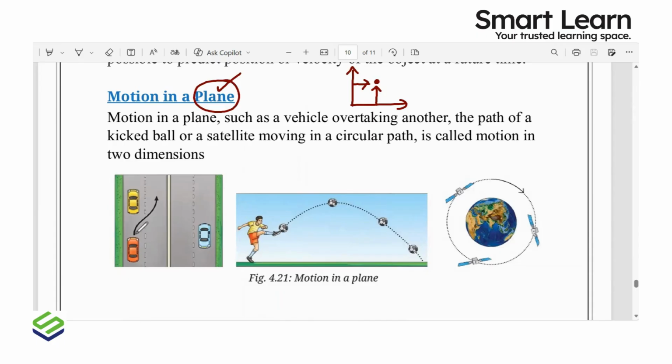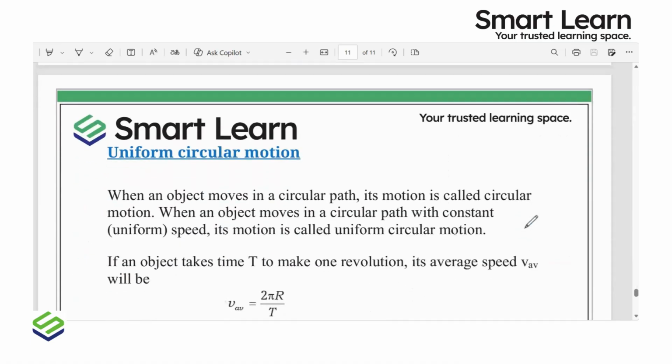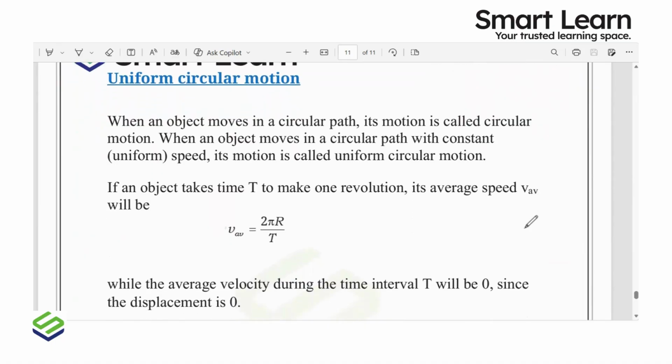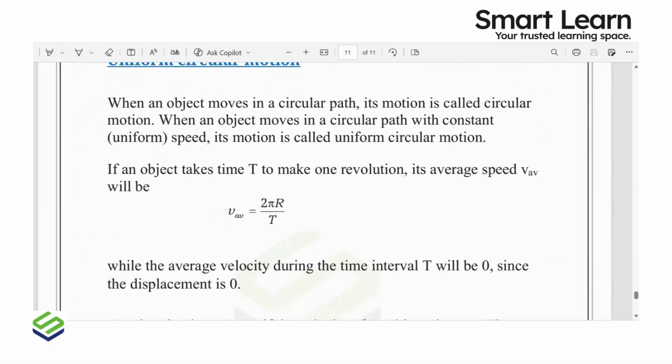Like if the car is moving not on a straight line, it is moving to another lane, then it is motion in a plane. Then kicking a football, there will be x-axis and y-axis. The satellite orbiting, any object which is moving around a circle, that means circular motion, we call it two-dimensional motion.